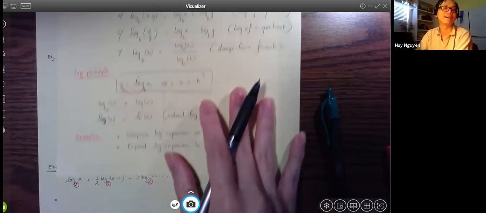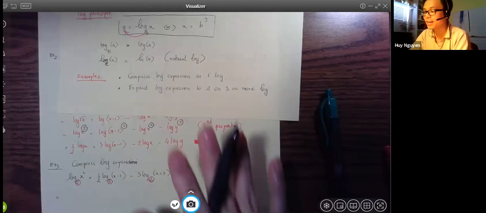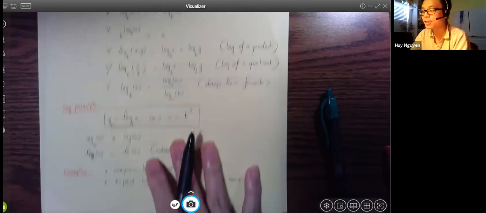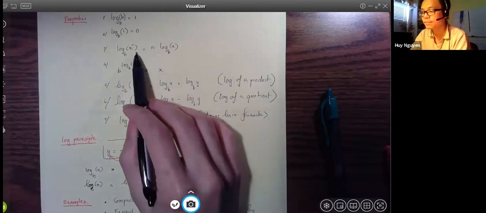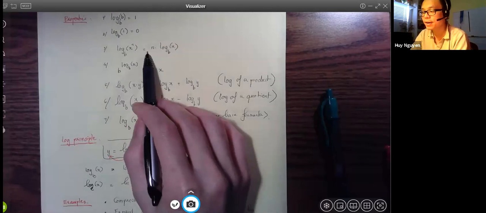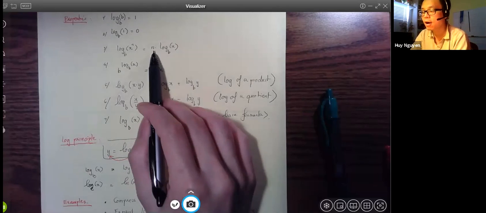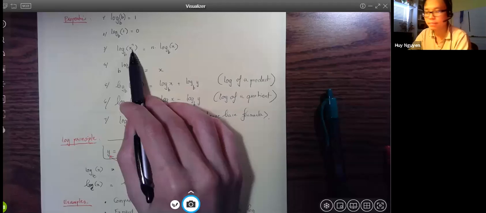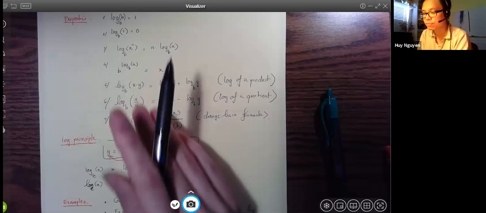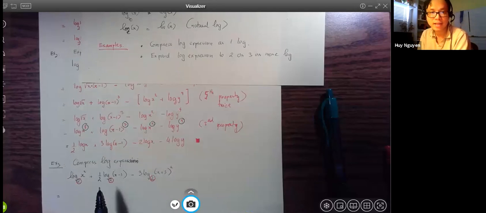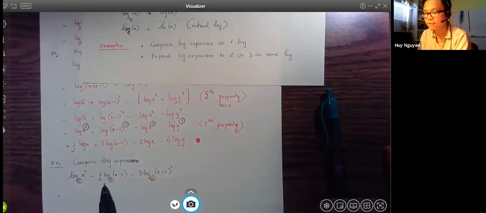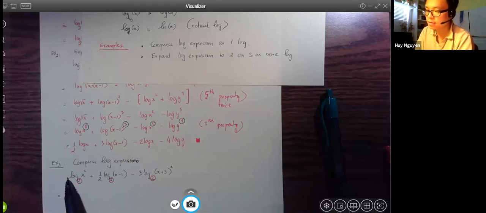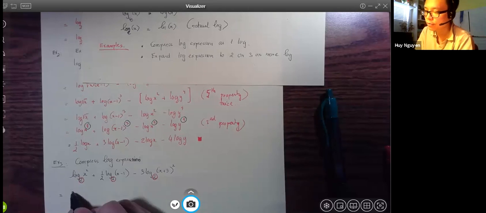Yes, very good. He said that he's going to use property 3 to bring the number in front of the log as the exponent. So we're going to use property 3 for this second log only, because the first log is good already. You see the first log, there's nothing in front of the log here. So the first log is good.